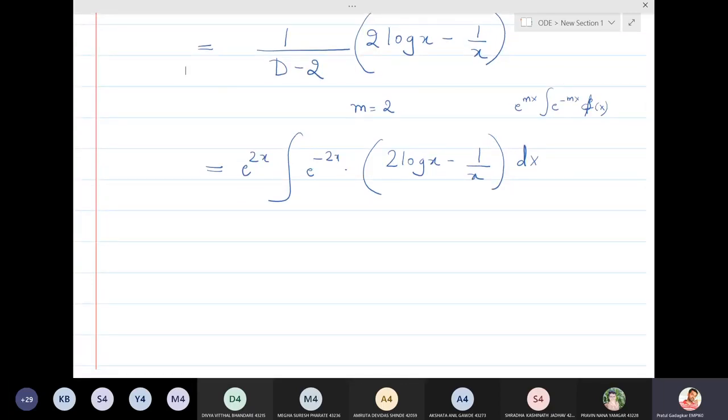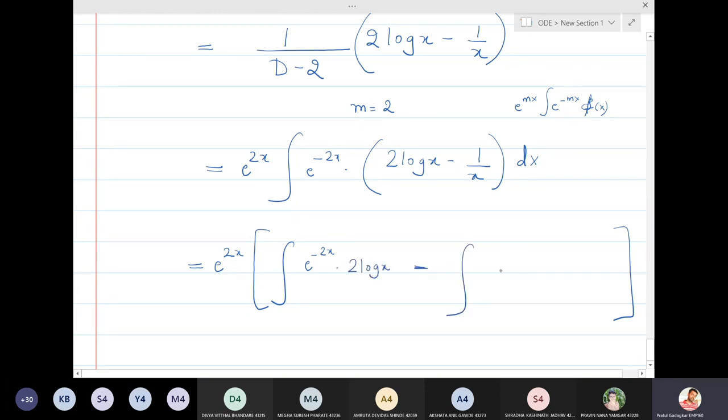Now I have to worry how to solve this type of integration. So first of all, let me separate them out. It is integration of e raised to minus 2x into 2 log x minus integration of e raised to minus 2x into 1 upon x dx.